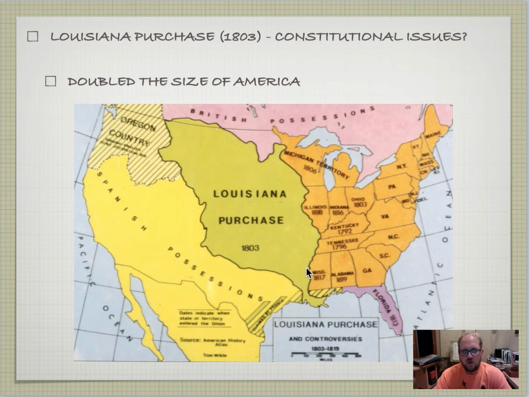Napoleon wanted to sell the whole thing because of his issues with other wars going on this time period, and Jefferson bought it. And there was some constitutional issues because he did use implied powers to buy this. He will double the size of America during this time period. And that's going to be a huge part of Americans moving westward.